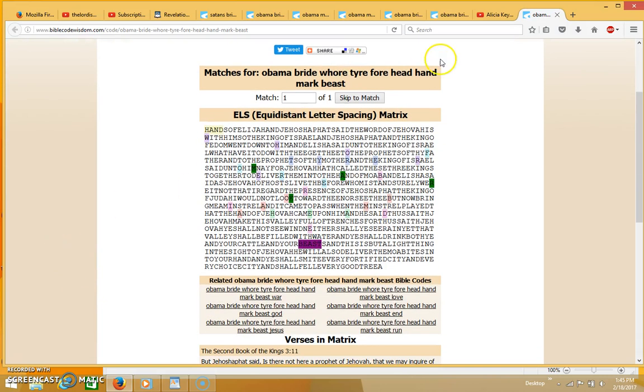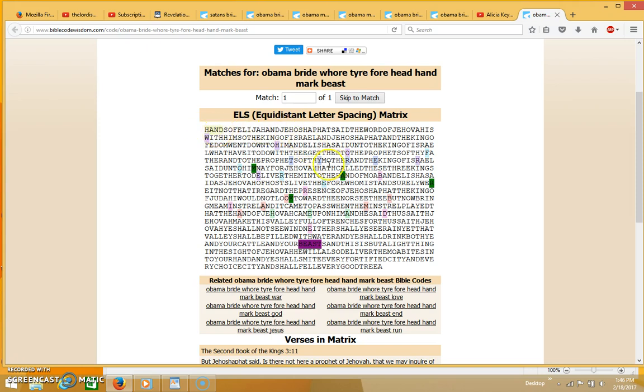In this next one, I added the words forehead and hand. And we also had mark of the beast, Obama, bride, whore, and tire. And so these are the words that I added. And you see the word hand, actually hands, is coming up in the plain text. But you have the word hand over here in the yellow.